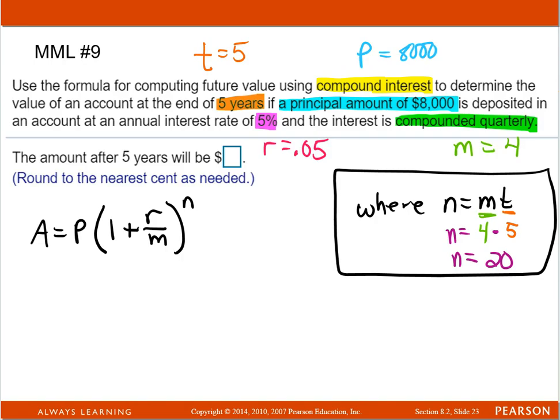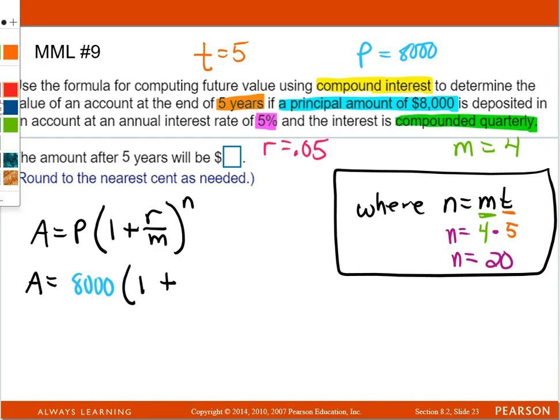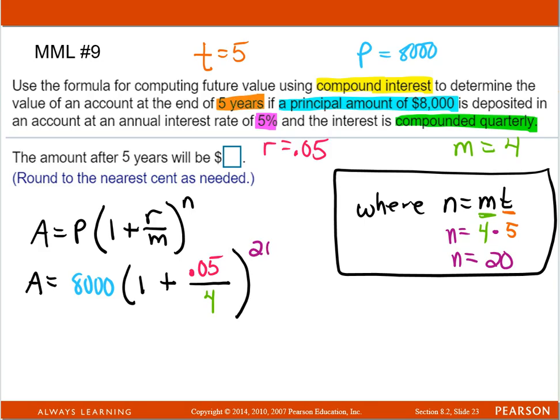So going back to my equation, A is going to equal, P was 8,000, so put that there, times 1 plus my interest rate, 0.05 over M, which is 4, close the parenthesis, and you're going to raise that to the 20th power.